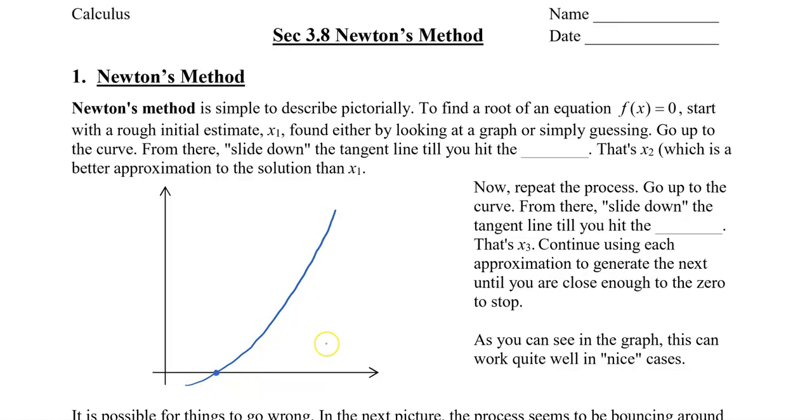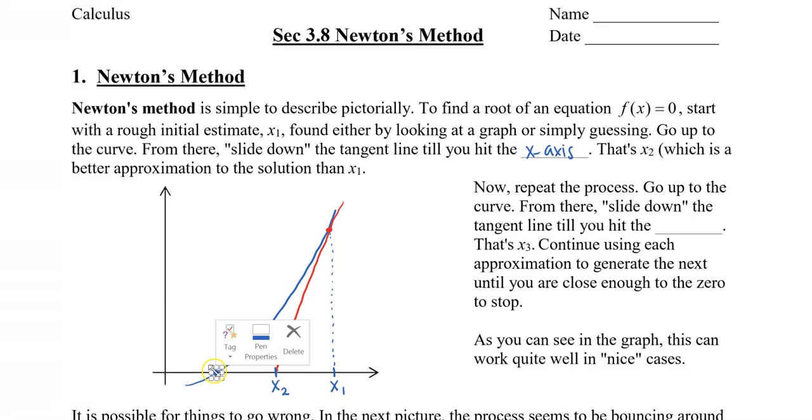So we're going to start with a rough initial estimate, x1. So let's say the x1 is over here. And what I do is I'm going to go up to the curve from x1. So it goes up to here. And where it hits the curve, I'm then going to slide down the tangent. And I'm going to slide down until I hit the x-axis. Where this tangent hits the x-axis, that is now x2. And we can see that x2 is a better approximation than x1 since it's closer to my root.